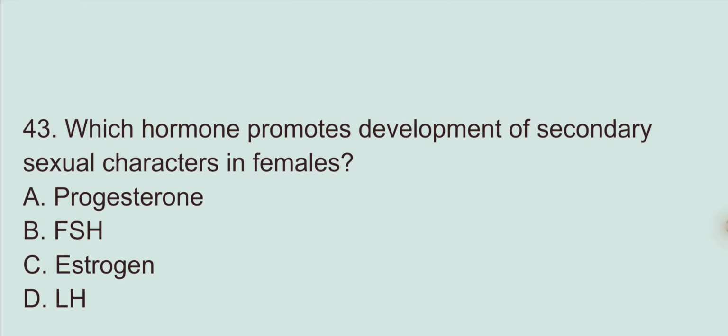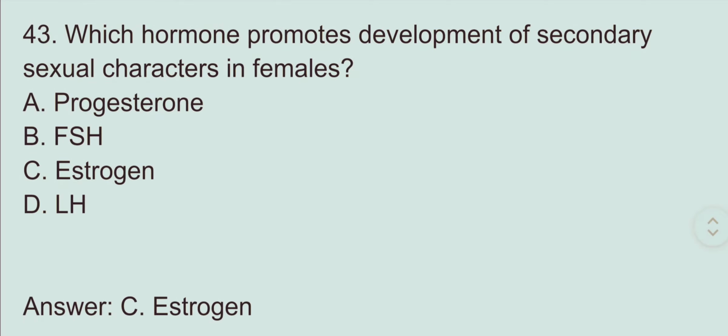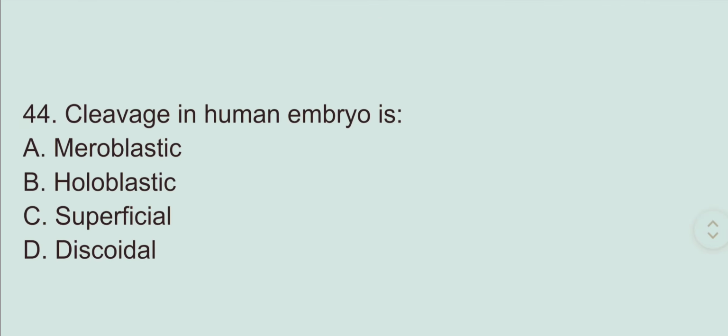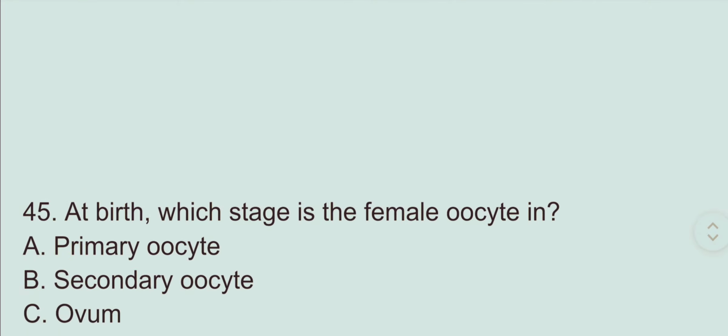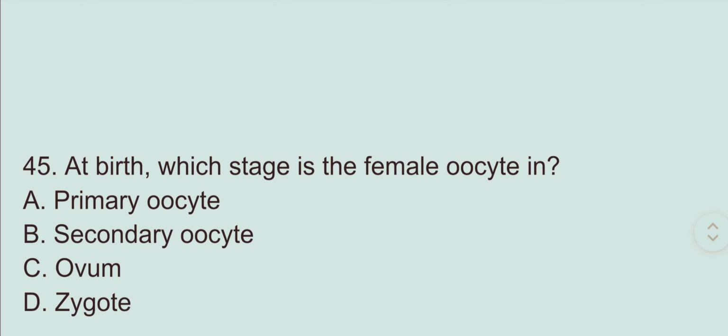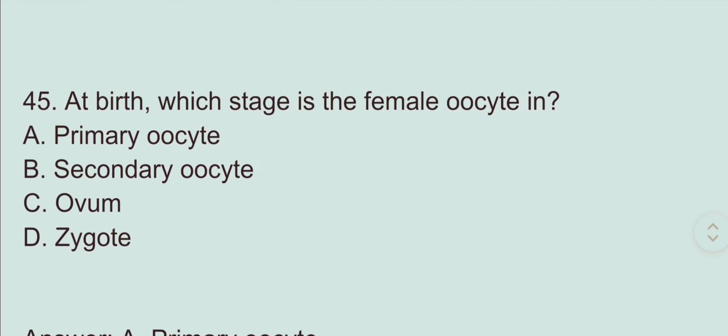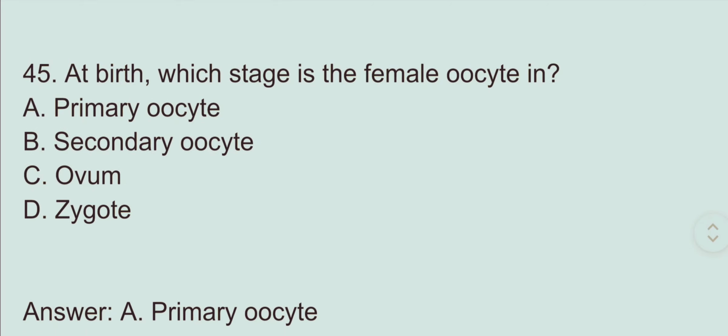Question number 43. Which hormone promotes development of the secondary sexual characters in females? The correct option is option C. Estrogen. Question number 44. Cleavage in human embryo is. The correct option is option B. Holoblastic. Question number 45. At birth, which stage is the female oocyte in? The correct option is option A. Primary oocyte.